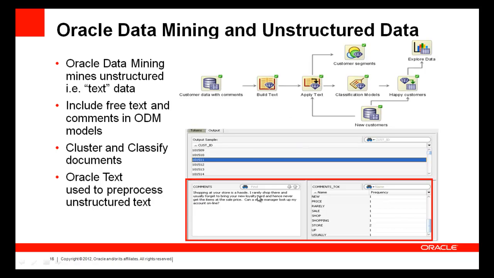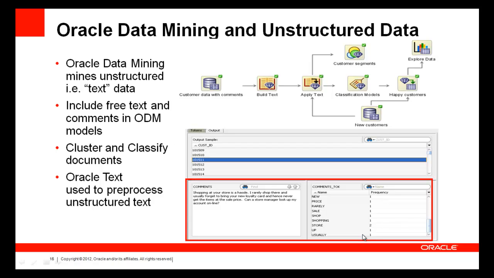Like I've taken these words down here. Shopping at your store is a hassle. I rarely shop there, and usually forget to bring your new loyalty card. Hence, I never really get the items on the sale price. Could you have a store manager look up my account online? So what we do is we use Oracle Text inside the database to tokenize that and serve up a nested table of each of these different unique words and the word count. So the word store appears twice here, and the other words appear once.